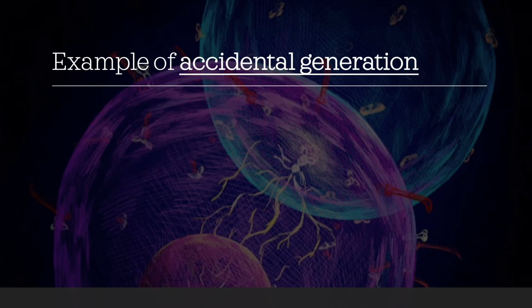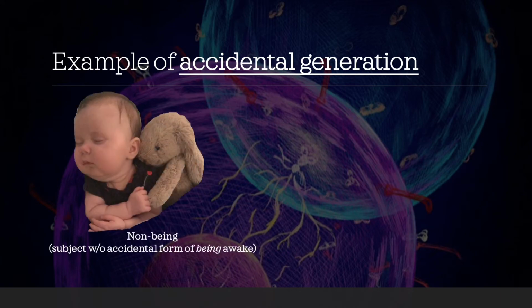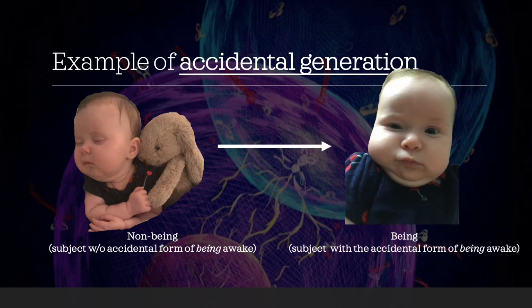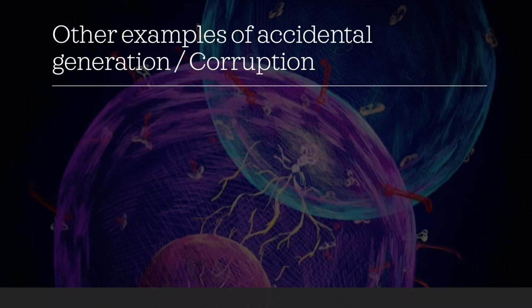Here's an example of accidental generation. First, we have the baby asleep. This is a non-being in this respect. It is a subject, that is a pre-existent subject, without accidental form of being awake. But then, when through accidental generation the baby acquires the accidental form of being awake, we've moved from non-being to being. Here are some other examples of accidental generation.